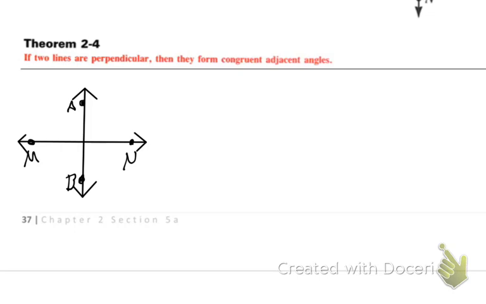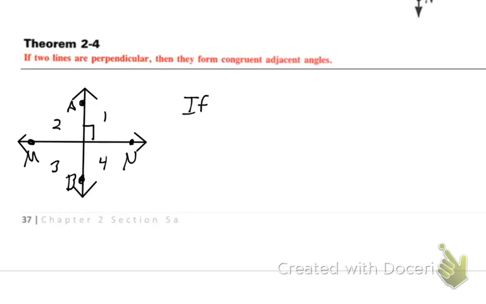Well, if these are perpendicular, then all 4 of them are right angles. And if all 4 of them are right angles, they're the exact same size, so they must be congruent. They're also definitely adjacent to each other, because these 2 share a side, the other ones share a side. So I'm going to name these really quick: 1, 2, 3, 4.